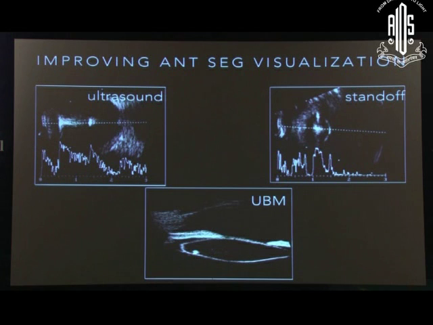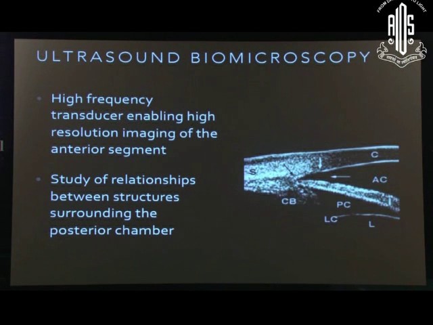So what can we do to improve anterior segment visualization? Whatever we've seen so far has been in the back part of the eye. Like I said, we can do a standoff, or we can do an ultrasound biomicroscopy. In the next few minutes, I'm going to tell you about that.